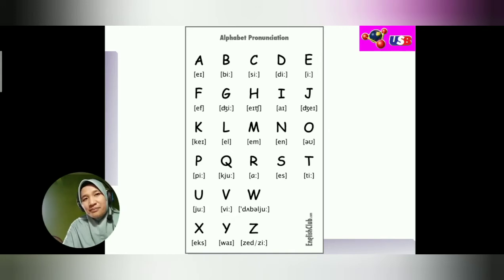Now we can repeat together about how to spell the alphabet: A, B, C, D, E, F, G, H, I, J, K, L, M, N, O, P, Q, R, S, T, U, V, W, X, Y, and Z. It is easy, isn't it?